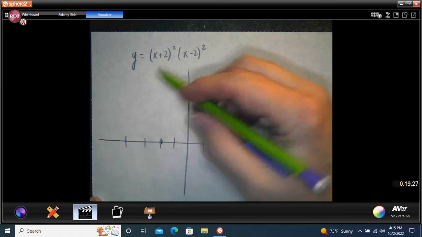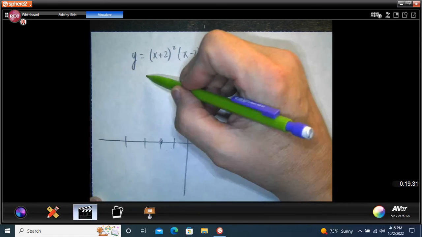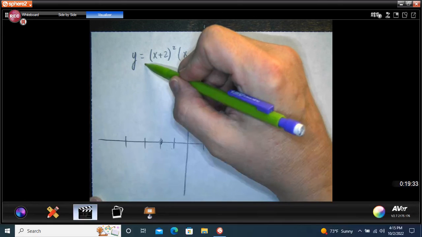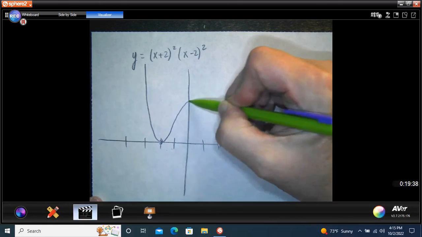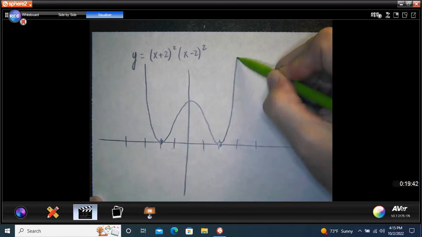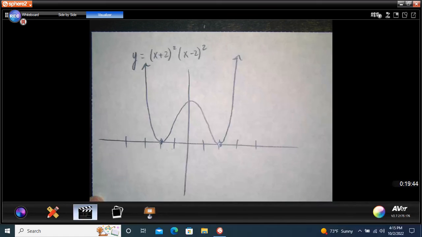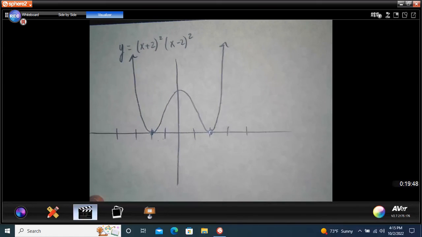It's positive out front, so I'm going to start up here in positive land. And it's going to come down. It's going to be tangent. It's going to go up the same amount, come down the same amount, be tangent, and go back up. And you've got 2 double roots. And because we have 2 double roots, we have 2 points of tangency. That's the whole idea behind those double roots.